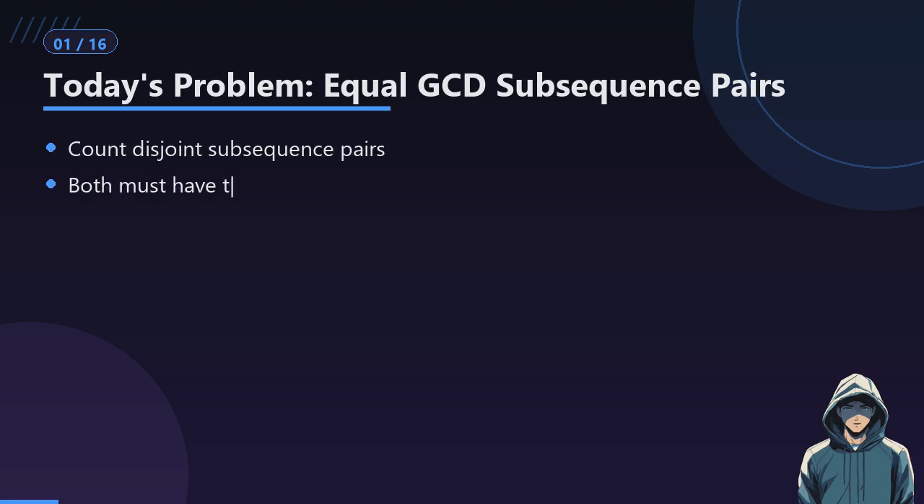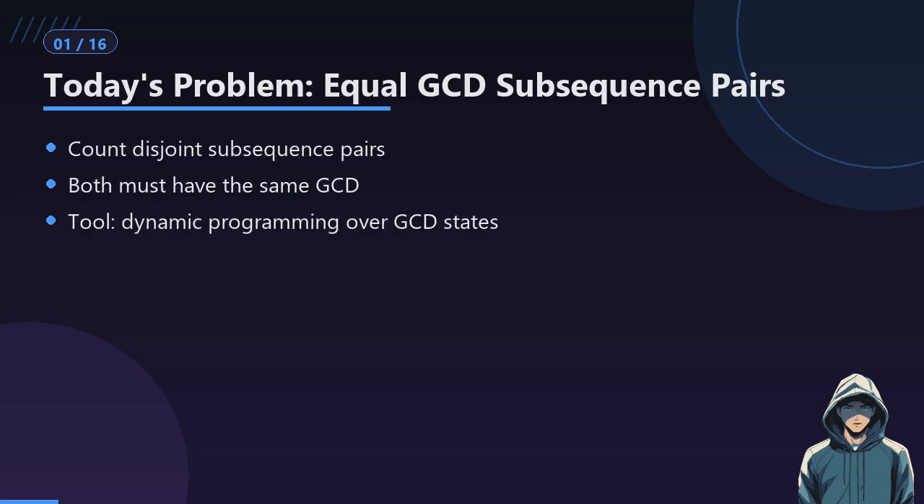Today we are solving a hard LeetCode problem, counting pairs of subsequences that never share an element but end up with the exact same greatest common divisor. Sounds scary, but we will crack it with one tool, dynamic programming, where we track just two small numbers as we walk through the array. Let's meet the tools first.